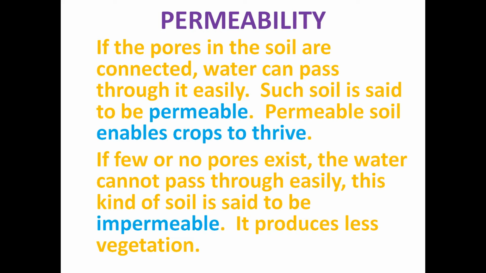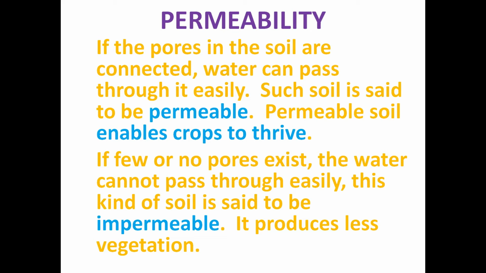We have empty spaces between the soil particles. We call these spaces pores. If the pores in a soil are connected to each other, then water can pass easily through it. This type of soil is called permeable soil. Permeable soil enables crops to thrive well.